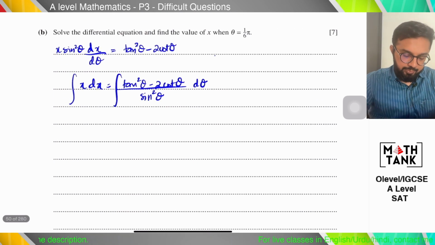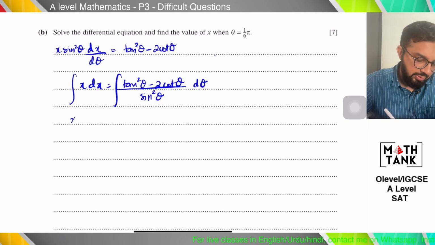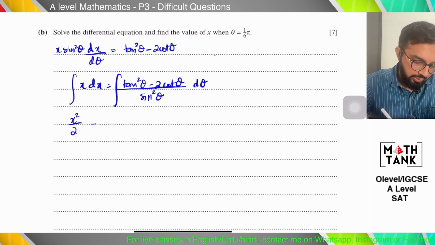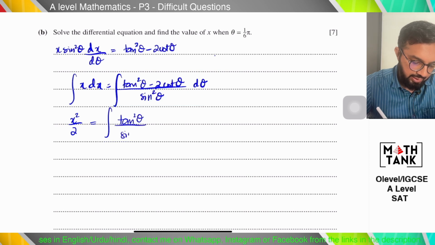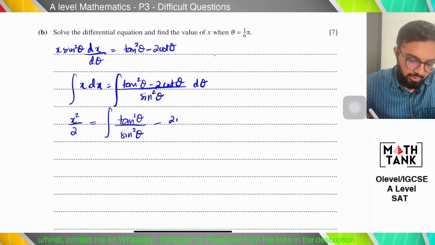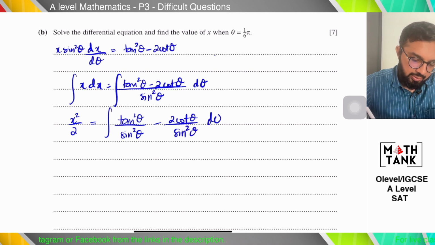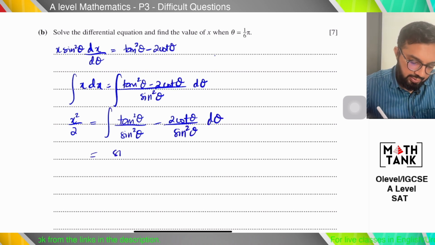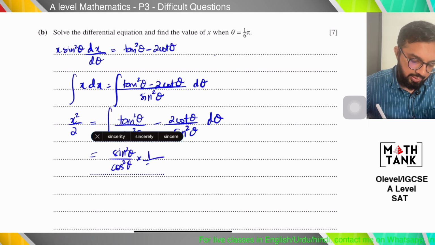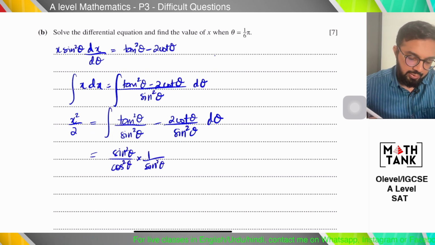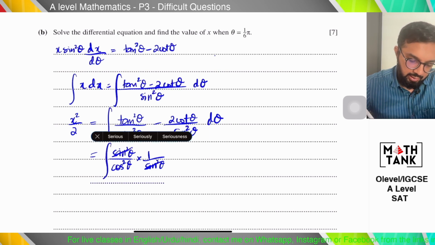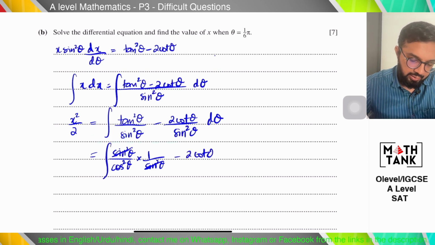Okay. So this becomes x square over 2 equals, now to integrate this, I'll have to first separate this: tan square theta over sine square theta minus 2 cot theta over sine square theta d theta. Now if I simplify tan square theta into sine square theta over cos square theta, and then it's divided by sine square, so this cancels out, and I have minus 2 cot theta over sine square theta d theta.